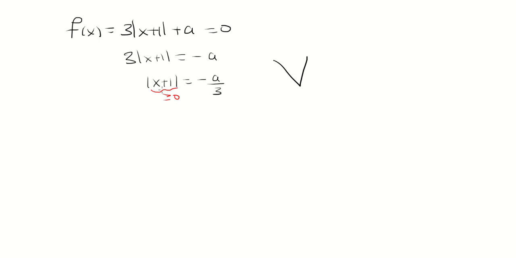So if this is greater than or equal to 0, that means x plus 1 has to be negative. So this whole thing must be negative to get no x-intercept. Because if it's negative, there's no solution to this equation. And so when is absolute value of x plus 1 negative? Well, that's if the right side is negative.